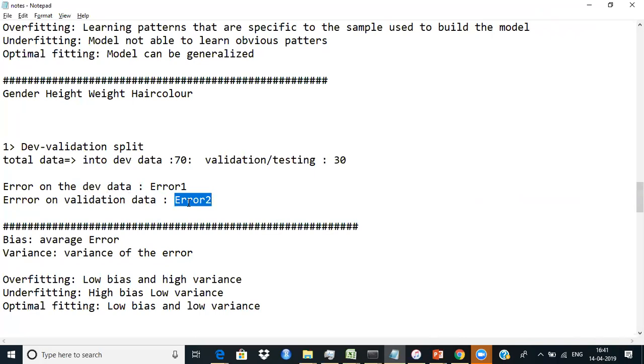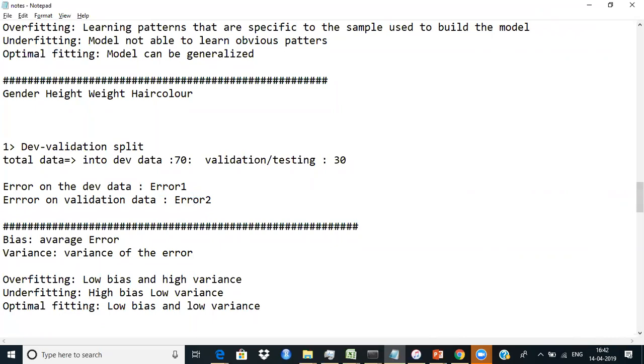On the validation data, your error will be high because the same patterns might not be present. But when you take the bias, which is the average of these two values, that will still be low because error 1 was really low, right? If you average a very small value and a medium-high value, you still get a small value. So your bias will still be low, but the variance will be very high. Variance will be high because error 1 is very different from error 2. So the variance will be very different.